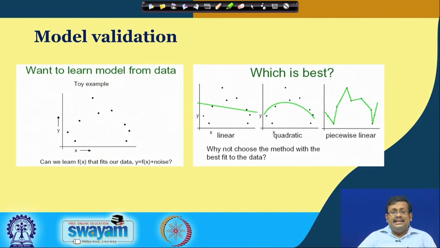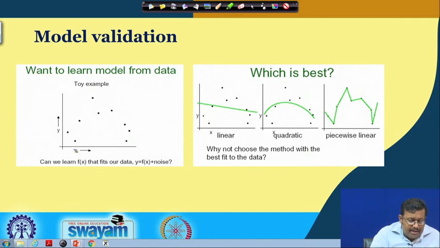Model validation basically asks whether we can fit our data into this model. For example, here there is an independent variable and this is a dependent variable. The question is, can we learn or create a relationship that fits our data, y equal to f(x) plus noise or f(x) plus error. You can see there are three different relationships: one is a linear relationship, another is a quadratic relationship, and another is a piecewise relationship. Let us see them one by one, and our question is which one is the best.